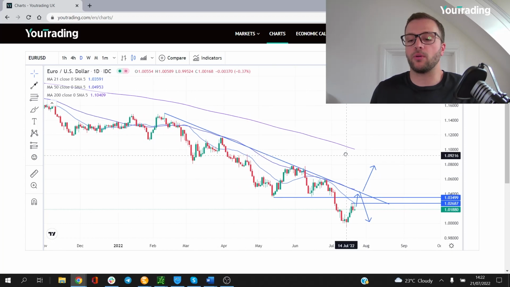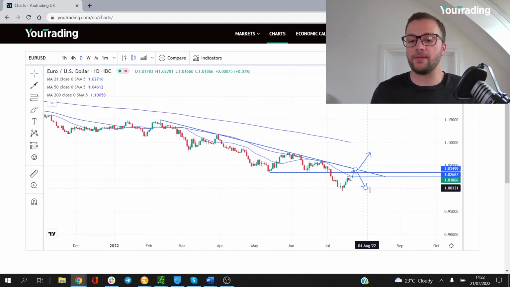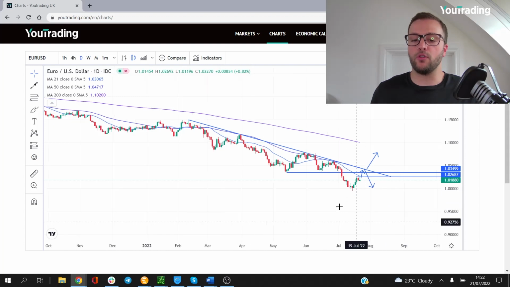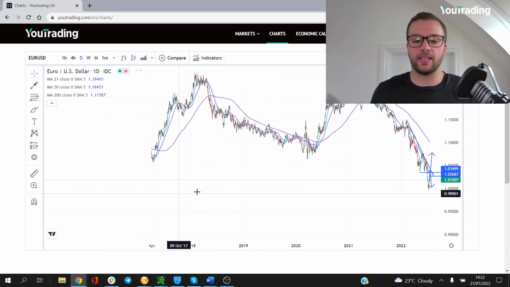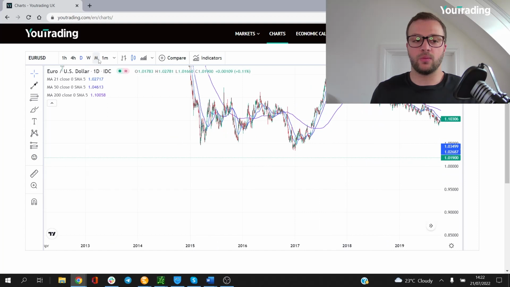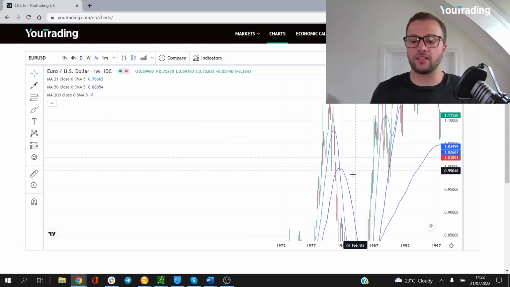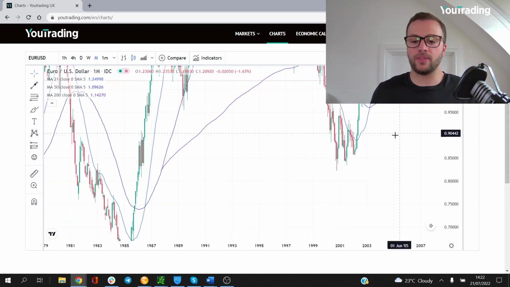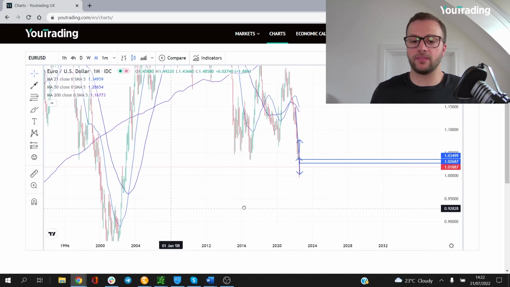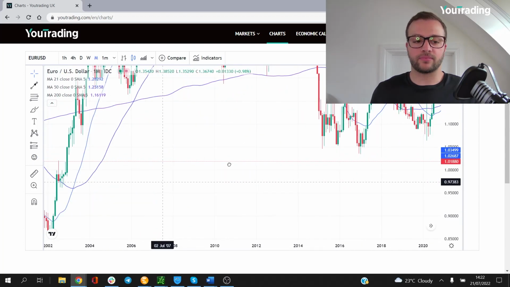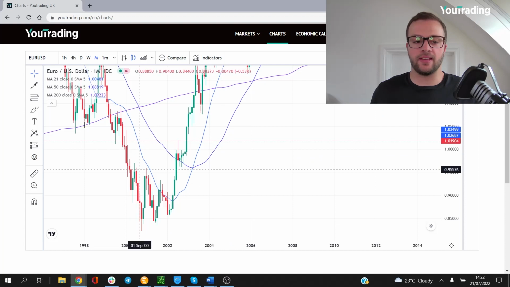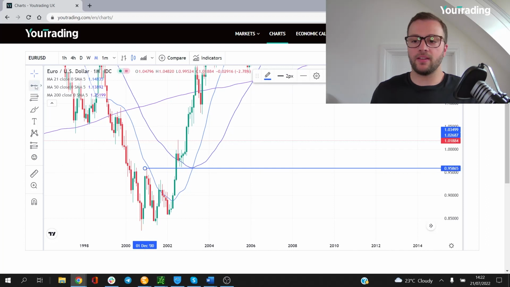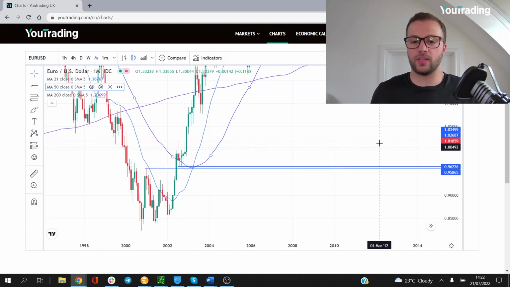I still think we're probably more likely than not going to head back to this parity level and move below it. And by the way, what is below parity? Let's have a look at some of the key levels. Well, in fact, you need to go on a monthly chart to really get an idea, because you have to go back a very, very long time. Here we go. If we go below parity, which is here, you're looking at probably testing this area here. Wow, all the way down to 0.96. That's the next key area.